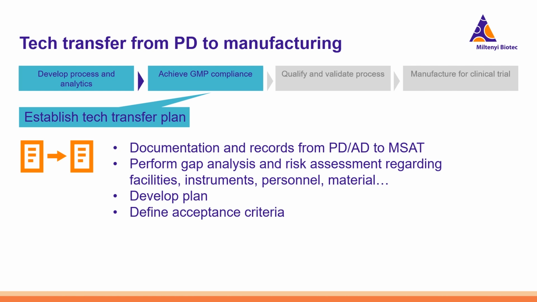So they have to develop or establish something called a tech transfer plan, meaning that the documentation and records from the sending unit need to be transferred to the MSAT team. They need to perform a gap analysis, so to identify risks regarding facilities, regarding instruments, personnel, material, and so on. They need to develop a plan on how they want to transfer this, and they need to define the acceptance criteria, basically what it means that the tech transfer has been successfully performed.